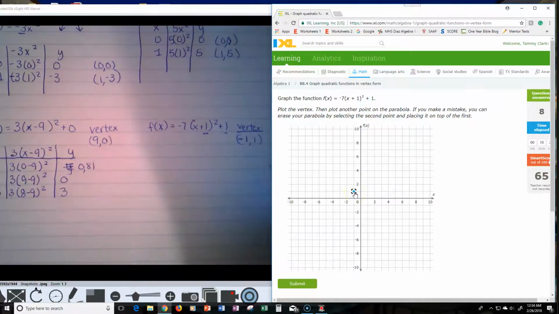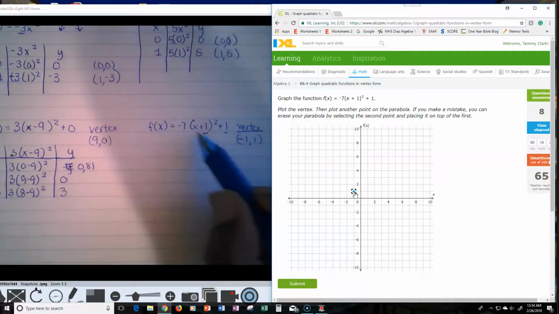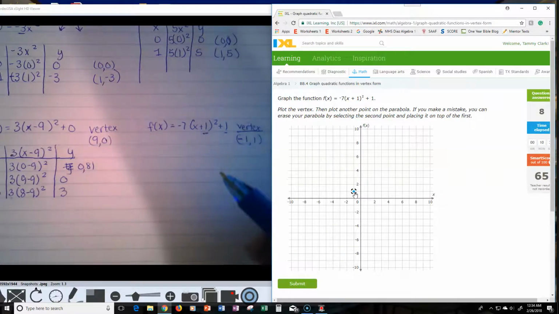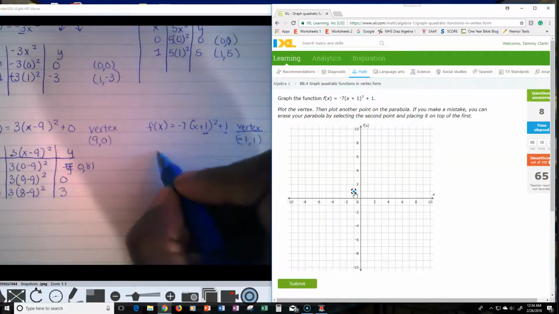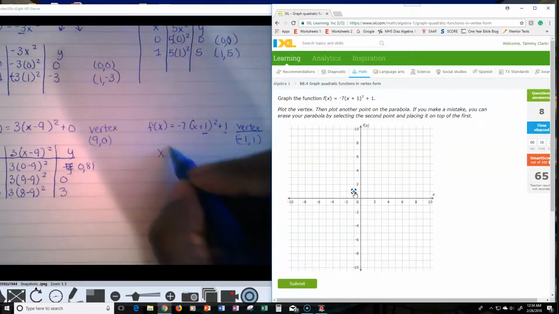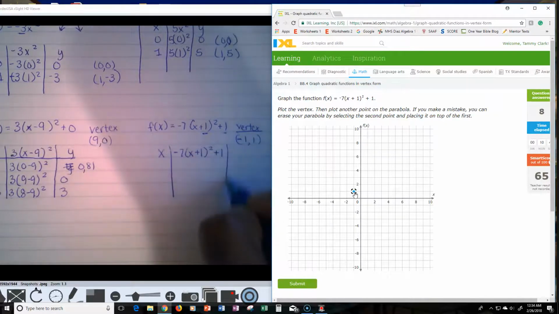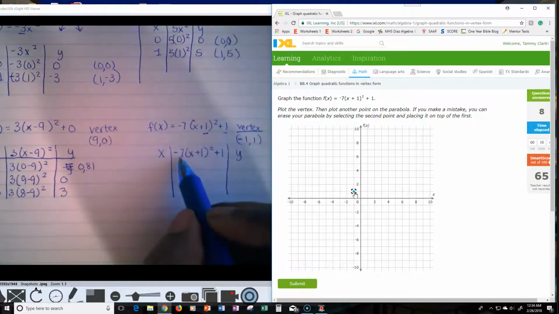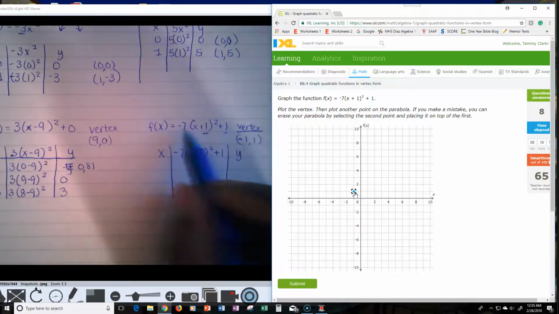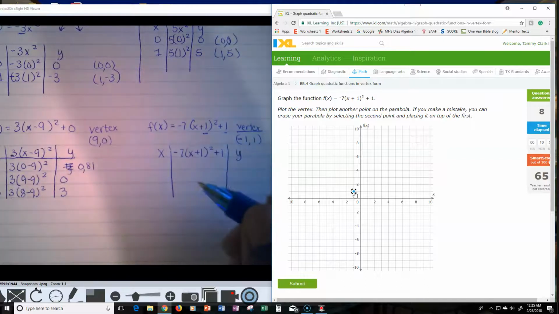Now, we can think of a point. I would go with 0 sounds good. So we're going to go with our x as our input. And then we've got negative 7 times x plus 1 squared plus 1. And it's going to spit out a y. And all of a sudden, you may also notice that, Ms. Clark, this is going to be a parabola that's facing down, and you would be absolutely right because of this negative, which means it's being reflected over the x-axis.